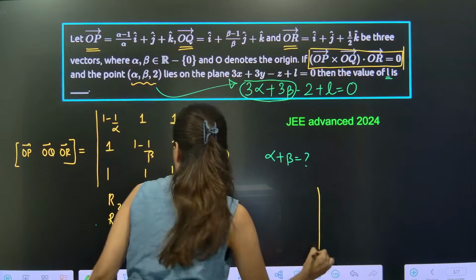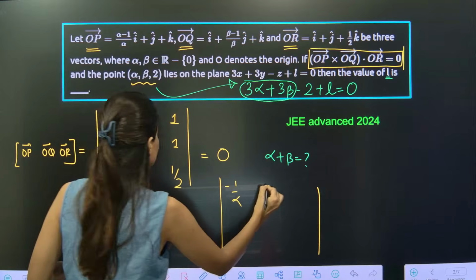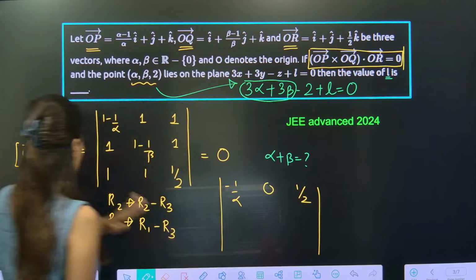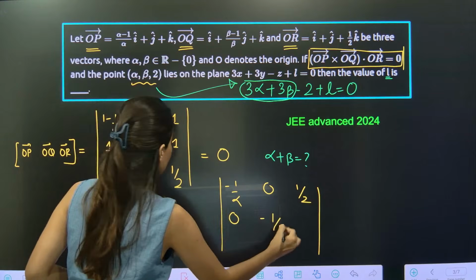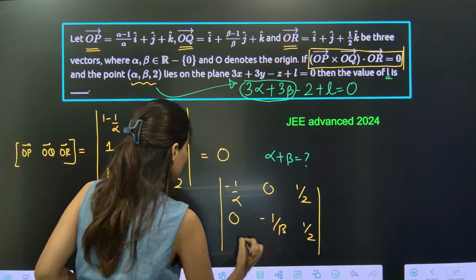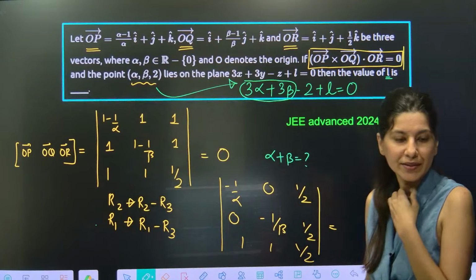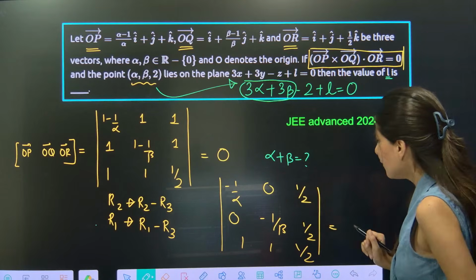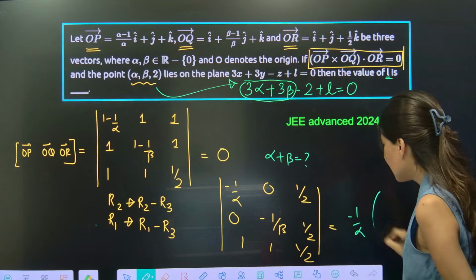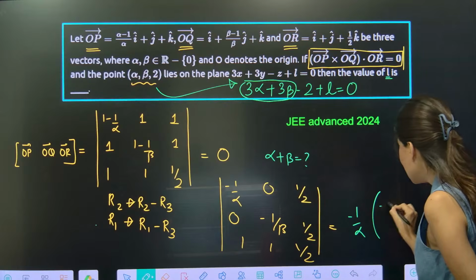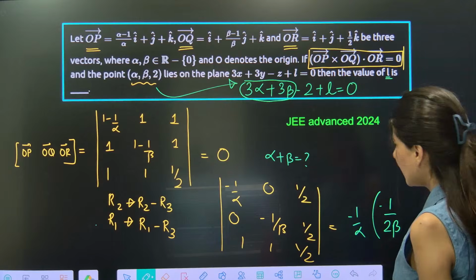So now your determinant R1 is changed, R1 minus R3. So this is minus 1 by alpha, this minus this 0, this minus this half. R2 is going to change again. So this is again 0, this minus 1 by beta, and this is 1 by 2. R3 will be same 1 1 half. Now let's open it. So if you are going to open it, minus 1 by alpha, okay, and this is what? This is what? Minus 1 by 2 beta, and am I doing correct?